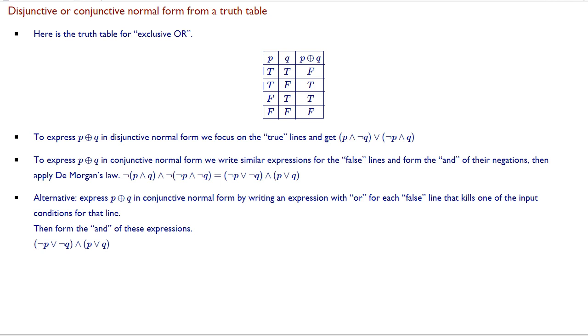Actually, you can do this directly by thinking about killing one of the input conditions for each false line. So if I want to write down the conjunctive normal form directly, and you're going to get practice with this very, very soon, I look at the top false line and I say, the conditions for this false line cannot occur if P is false or if Q is false. And then for the other false line, the conditions for this cannot occur if either P is true or Q is true.